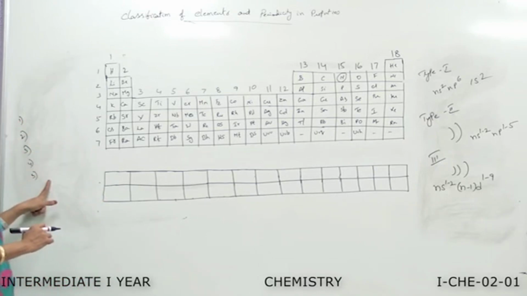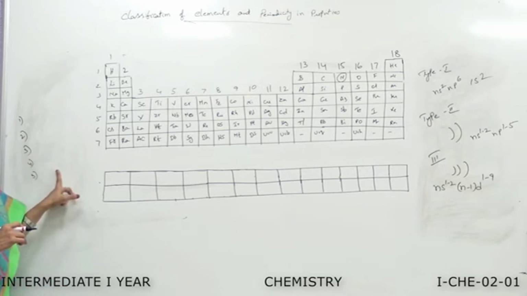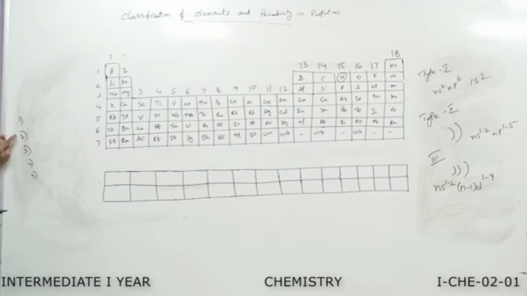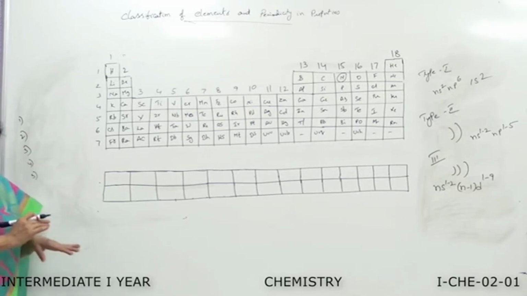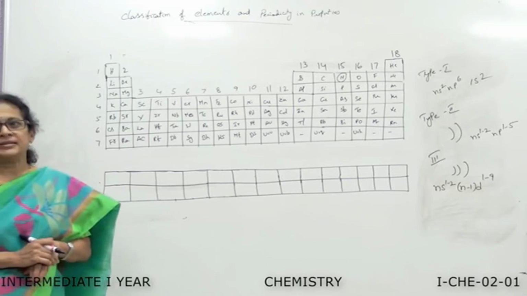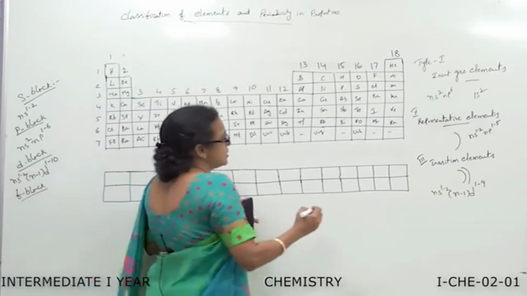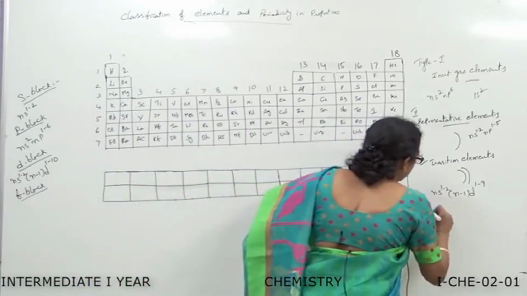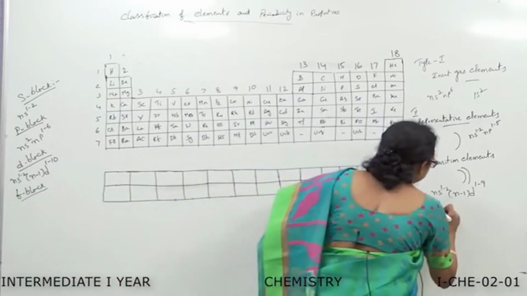These characteristic properties are very important. They are colored. They exhibit the paramagnetic property. They can form complex compounds and they can exhibit variable oxidation states, and most of the elements can act as a catalyst. Next, the fourth type is inner transition elements.